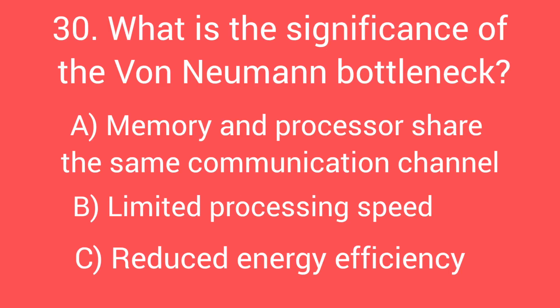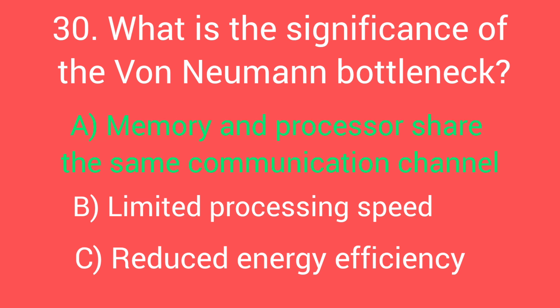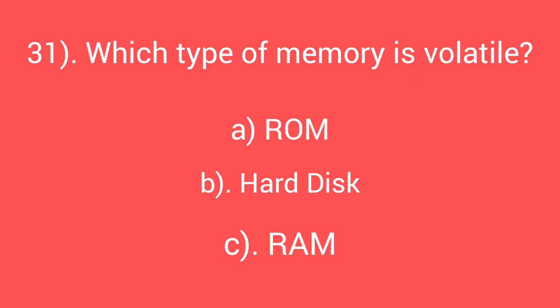What is the significance of the von Neumann bottleneck? Memory and processor share the same communication channel. And which type of memory is volatile? C. RAM.